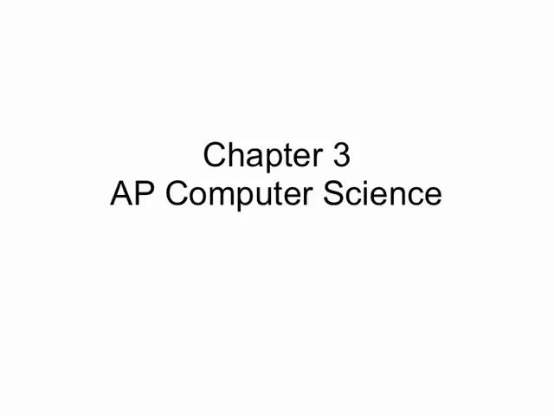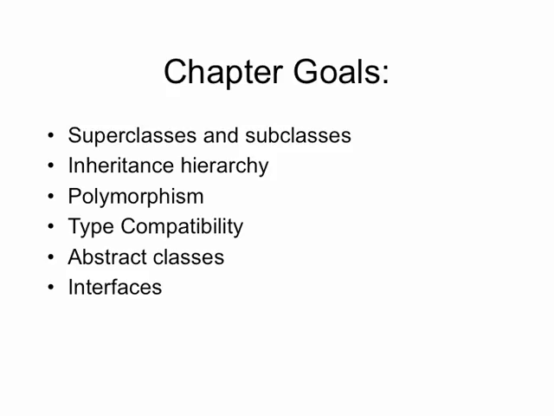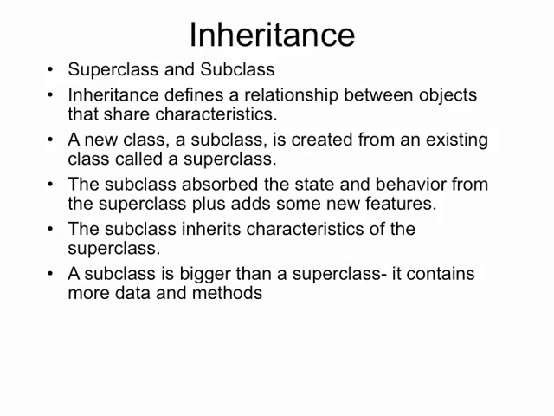Chapter 3, AP Computer Science. The goals for this chapter are to talk about superclasses and subclasses, the inheritance hierarchy, polymorphism, type compatibility, abstract classes, and interfaces. Inheritance is a way that we facilitate code reuse.